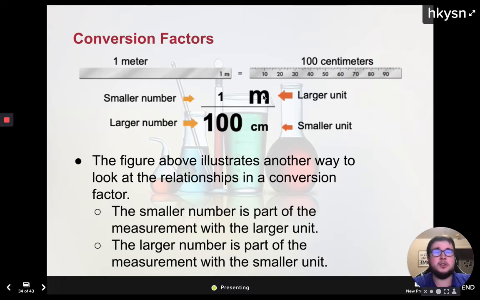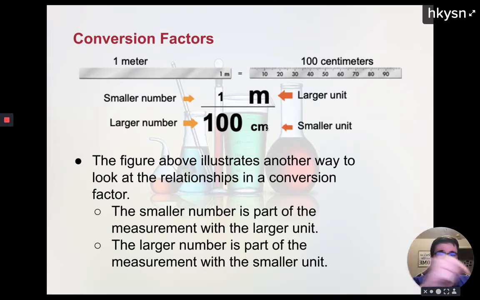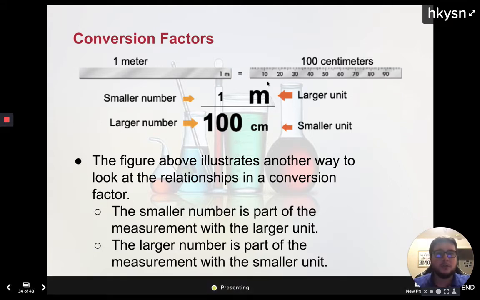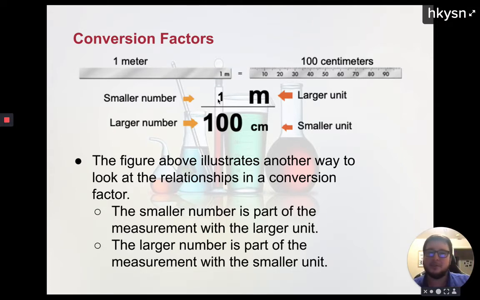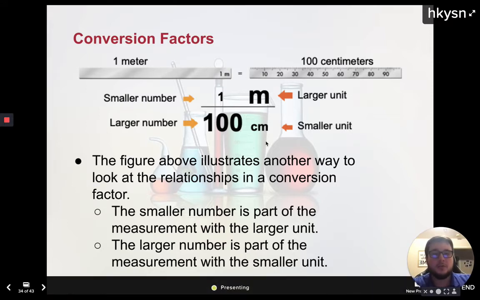A meter is a larger unit than a centimeter. Like 1 meter represents about 3 feet, whereas 1 centimeter is about, yay big. So a meter is obviously the larger unit. The larger unit is always paired with the smaller number. Those kind of balance each other out, and they make sure that the top of your fraction and the bottom of your fraction are always equivalent measurements. Okay, and then of course the larger number is paired with the smaller unit.